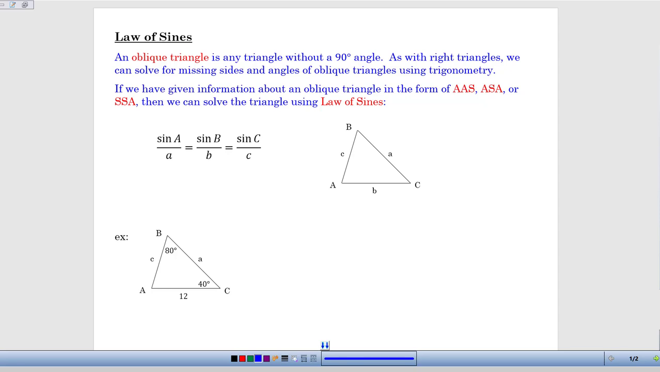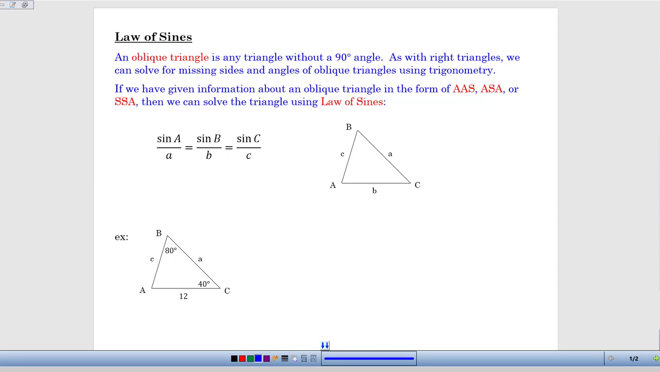So today we are looking at examples of how we can solve for the missing sides and angles of what we call oblique triangles. So you can see it there at the top. An oblique triangle is any triangle that does not have a 90-degree angle. So it could be an obtuse triangle, it could be an acute triangle like the one that we see in front of us, but there's just no 90-degree angle in there. But we can still use trigonometry to help solve.